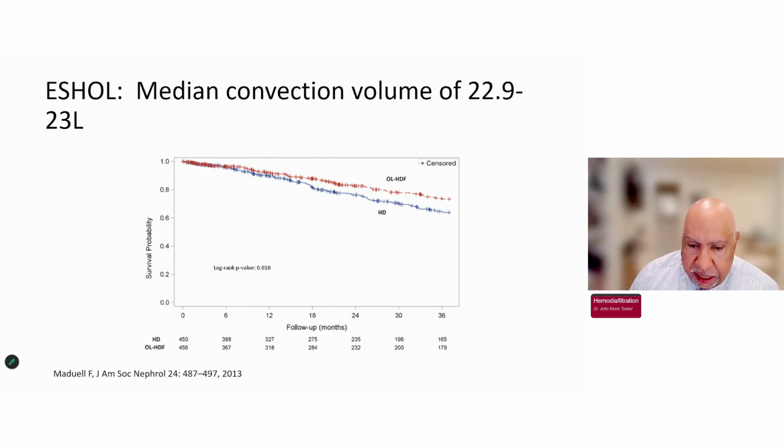In the ESHOL study, this is a Spanish study, the median convection volume achieved here was 22.9 to 23 liters. And you can see that in this study, there was a better survival for those who were randomized to online hemodiafiltration compared to those who were randomized to hemodialysis. Again, in this trial, higher convection volumes being achieved. And there was a 30% lower risk of all-cause and cardiovascular mortality.